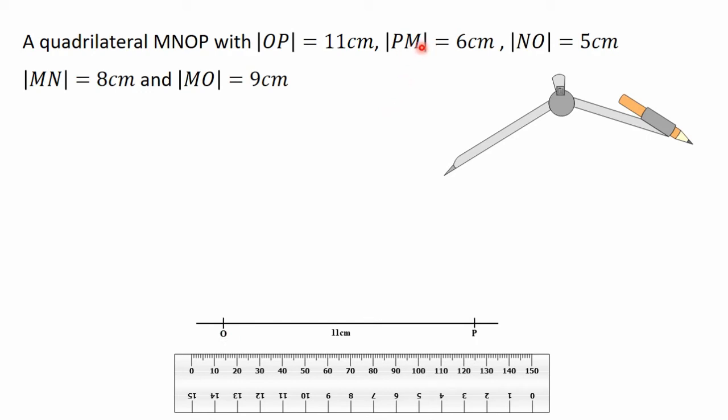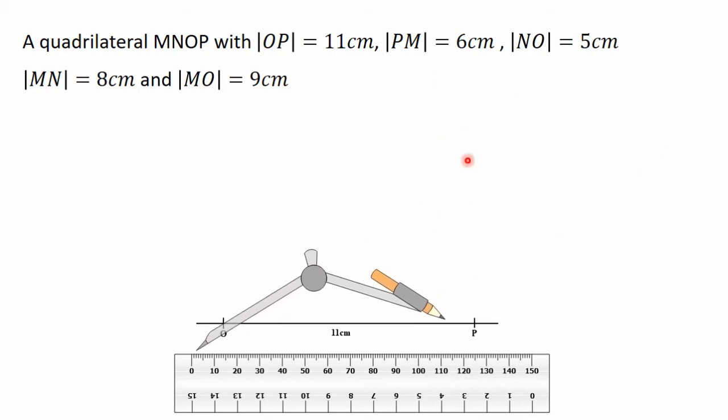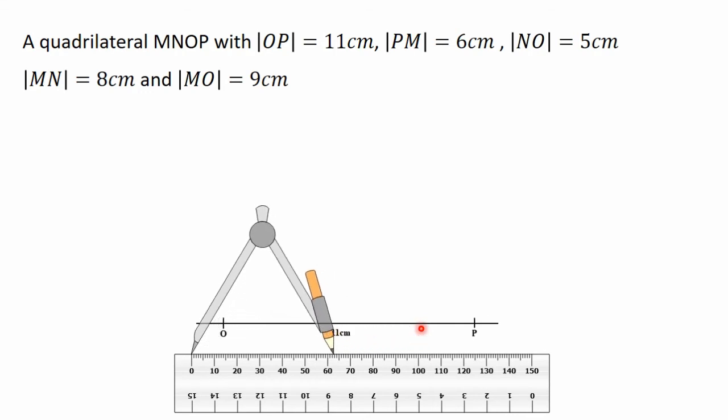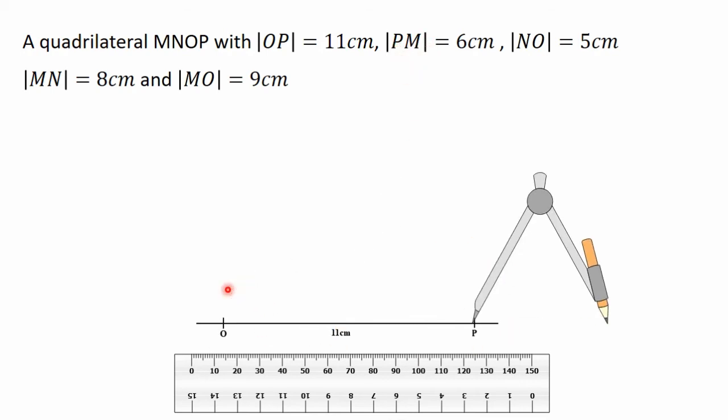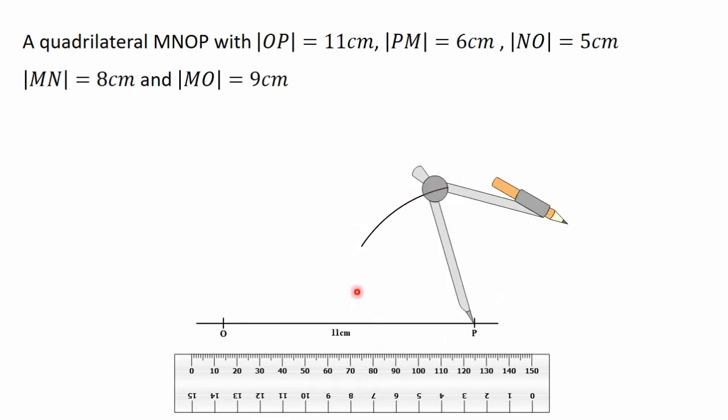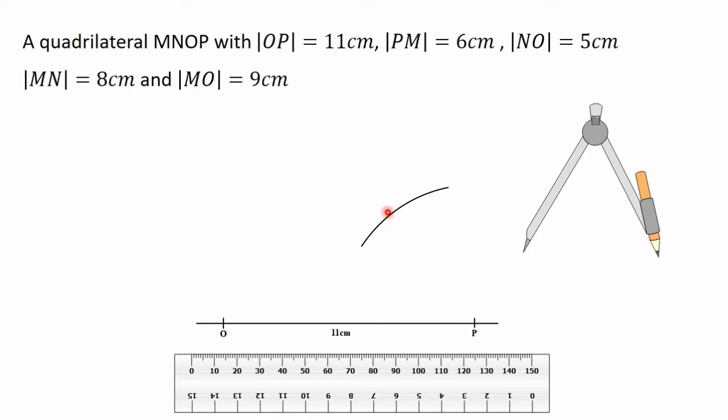The next side is PM and the length of PM is 6 centimeters. So you measure 6 centimeters on the ruler using your compass. You put the needle of the compass on 0, then you stretch the part holding the pencil to 6 centimeters. We know point P, so you put the needle of the compass on point P, then you turn it and you construct an arc here. Construct an arc just as I've done here. The point M will be somewhere on this arc. We don't know the exact position. Let's continue. We will find out later.